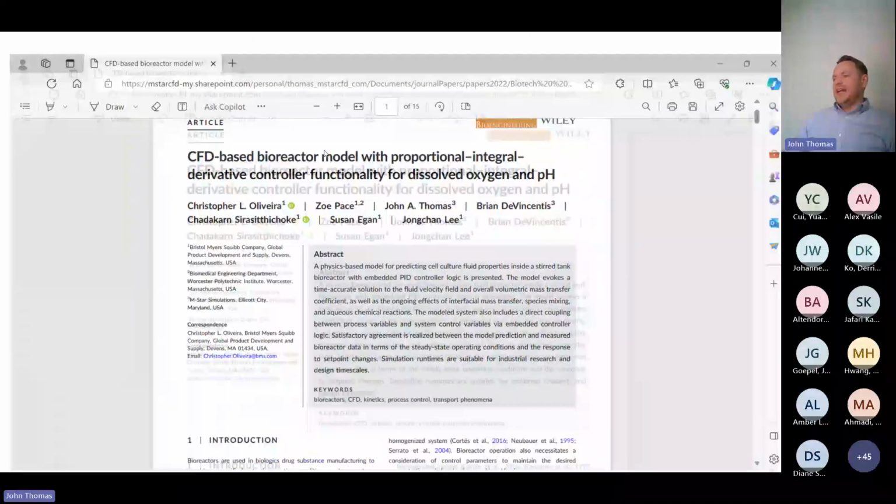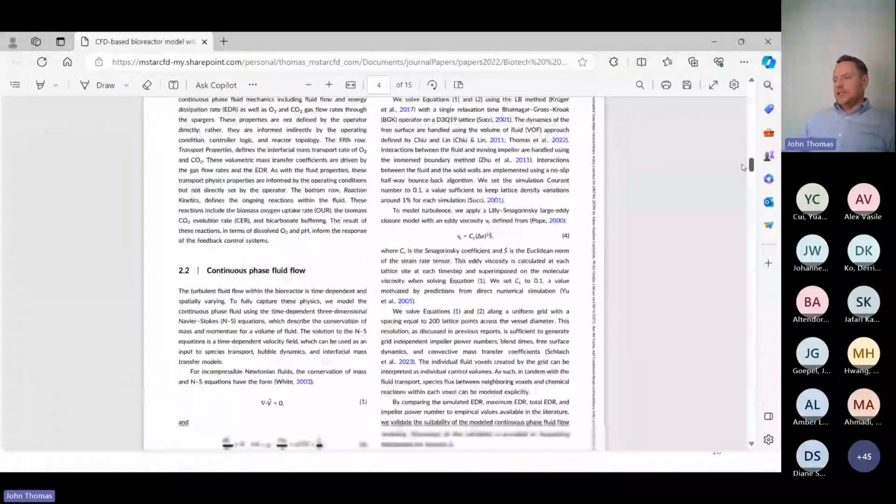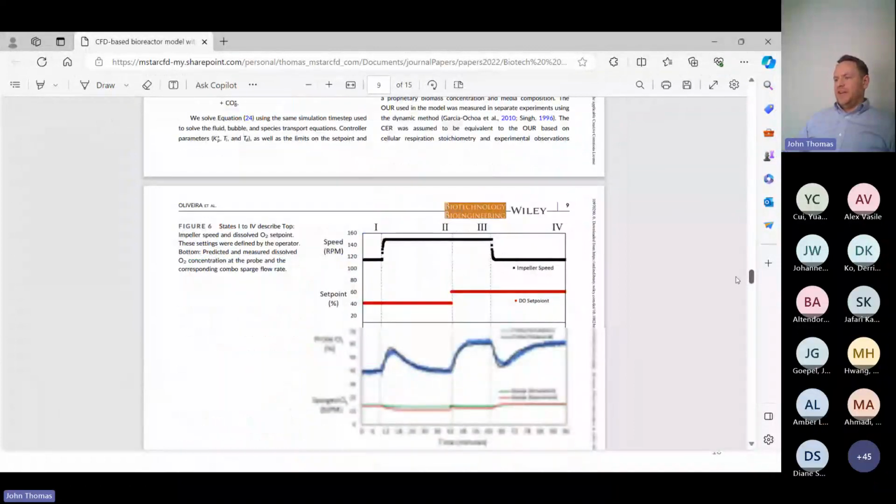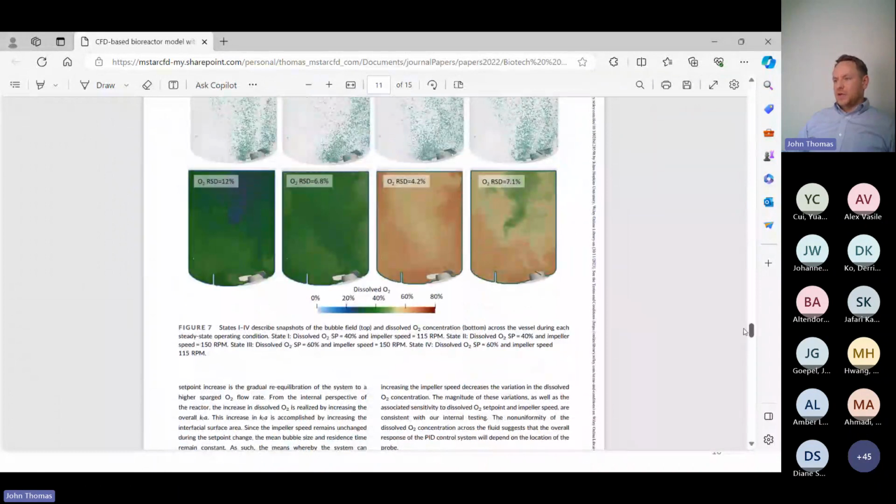And as I mentioned, I can send this off as needed. We talk about this in detail here, where we step through and validate both pH control, DO control, etc.